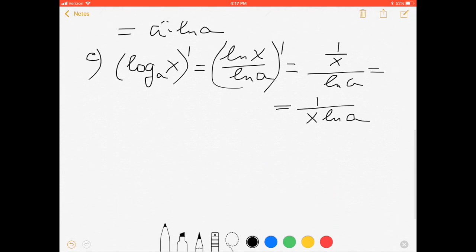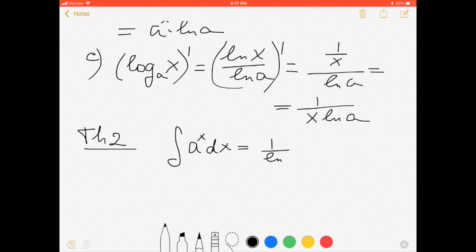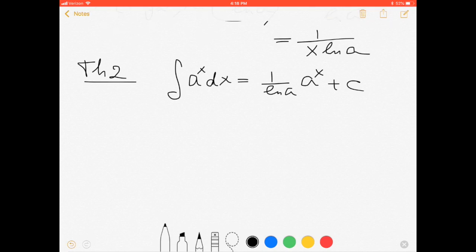Okay. One more theorem. Because we now have found the derivative, we can find the integral. Here is theorem number 2. It tells us the integral of a exponent x dx will be 1 over ln a times a exponent x plus c. Here we don't need to prove anything because we only use formula a from the first theorem, and that's it. Okay, great.